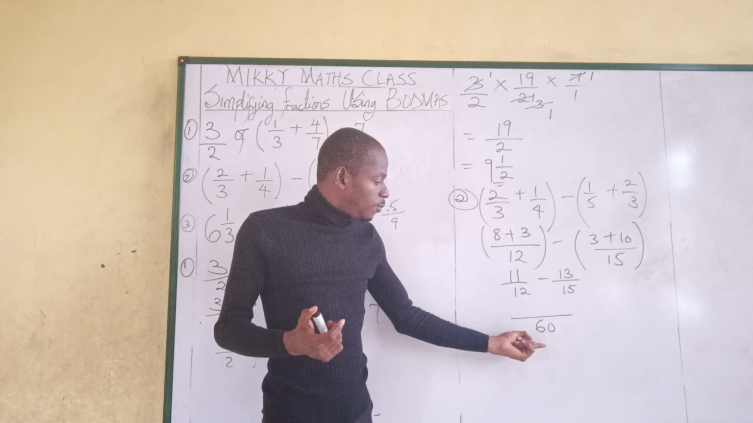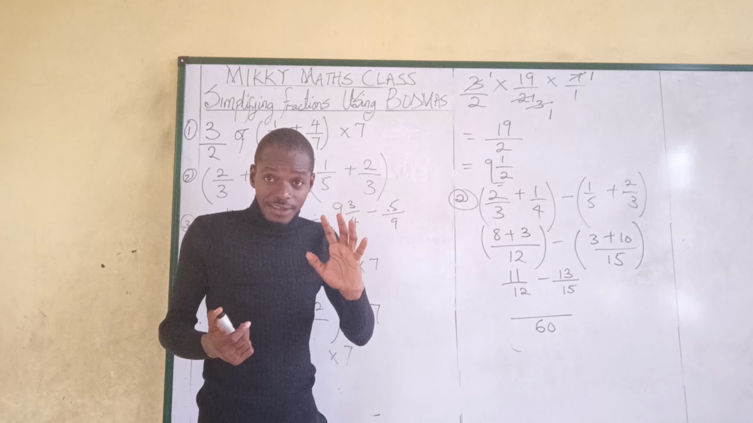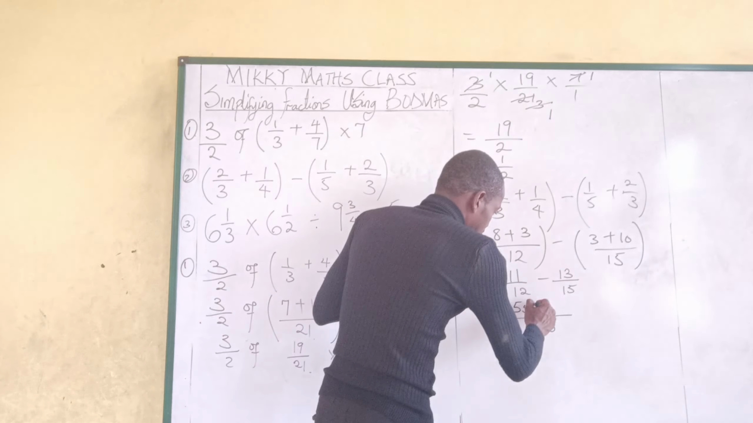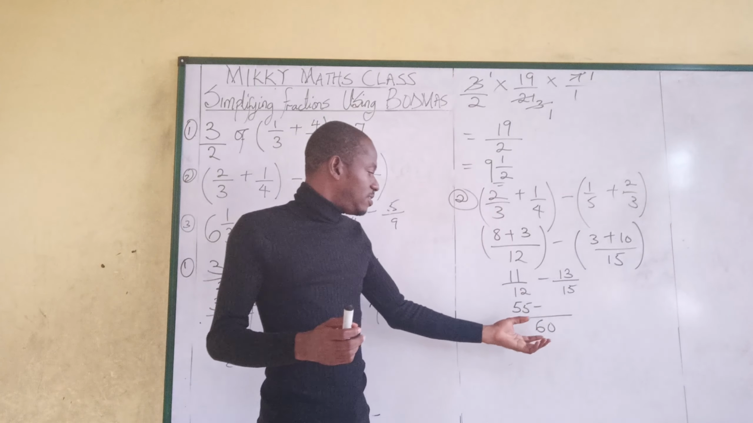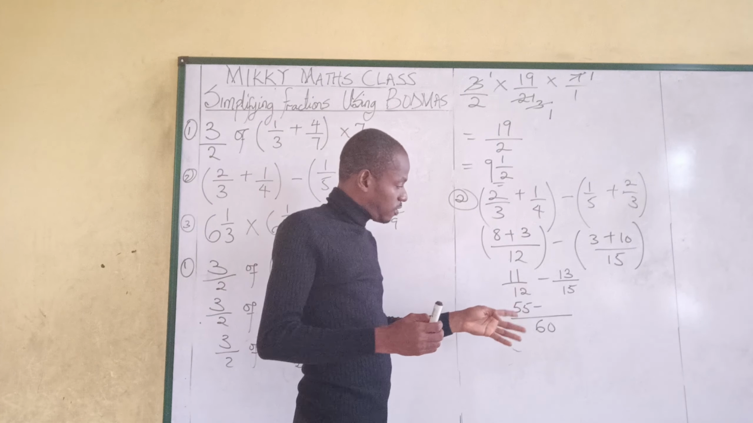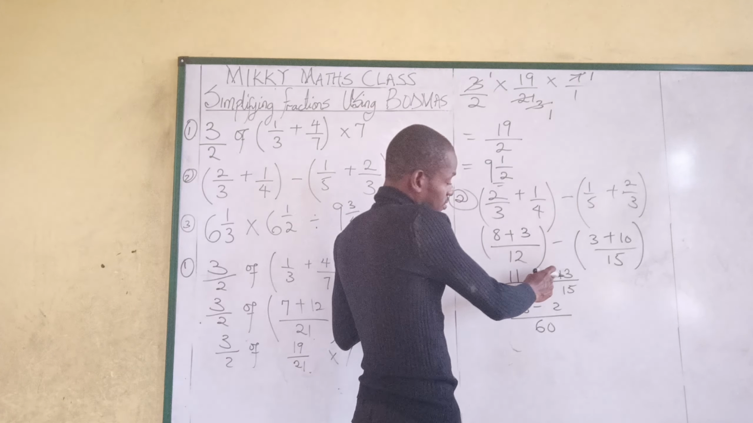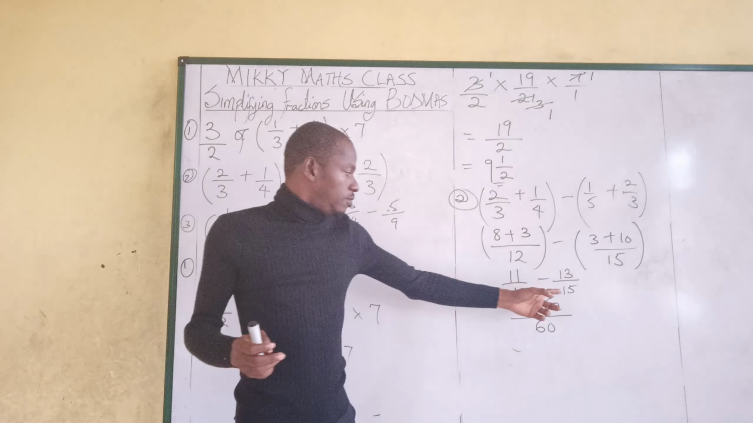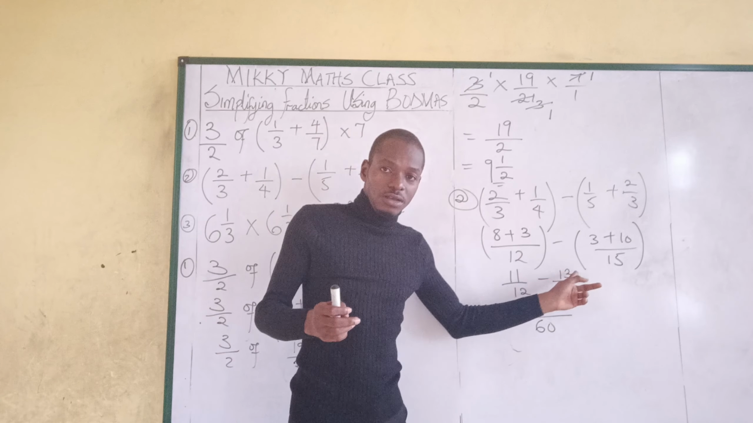Now, how many 12 will you see in 60? That's 12 times what will give me 60? That's 5. 5 times 11 is 55, minus, how many 15 will I see in 60? That's 4. Now 4 times 13 is 52. 15 in 60, 4. 4 times 13, 52.